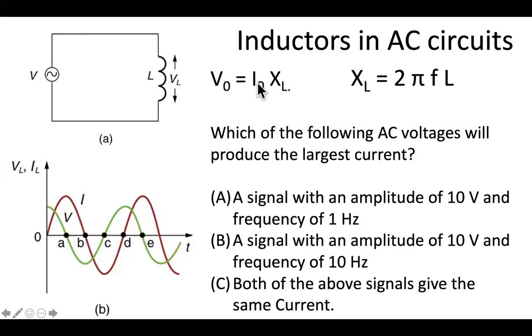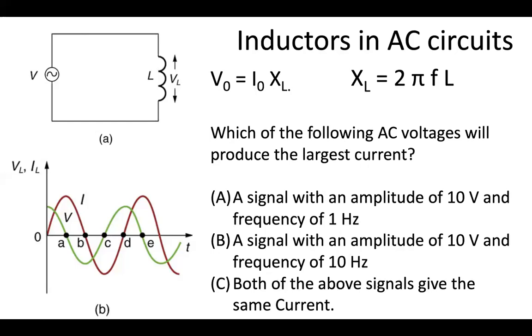Remember, the current amplitude is the voltage amplitude divided by the reactance. I equals V over X. Since X is bigger for this case, you will get a lower current. So an inductor yields much higher currents when the frequencies are low.